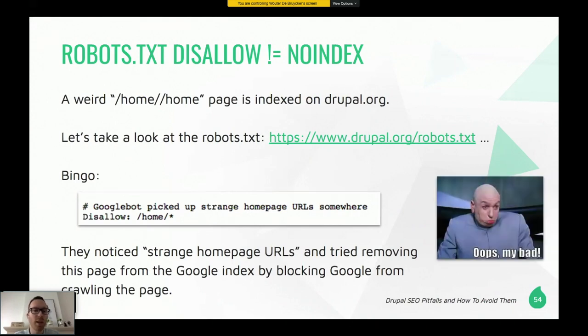So this is not really the good way of trying to remove a page from the Google index. Actually, if they wanted that page to be removed from the index, then they should remove the entire robots.txt instruction. So this slash home should be removed. And they should simply add either a noindex directive to that page in the meta tags, or they could just 404 the page. And if a page is 404 or, let's say, code 410, then Google will remove it from the index after a while. So if you want pages removed from the index, do not block them using robots.txt.